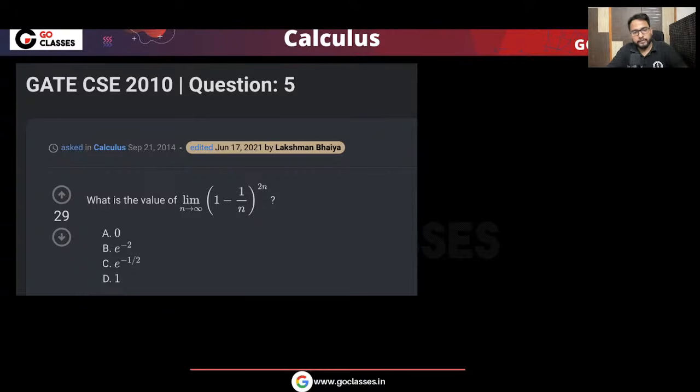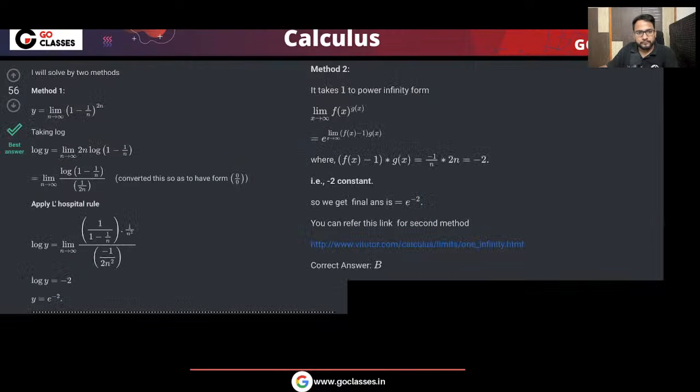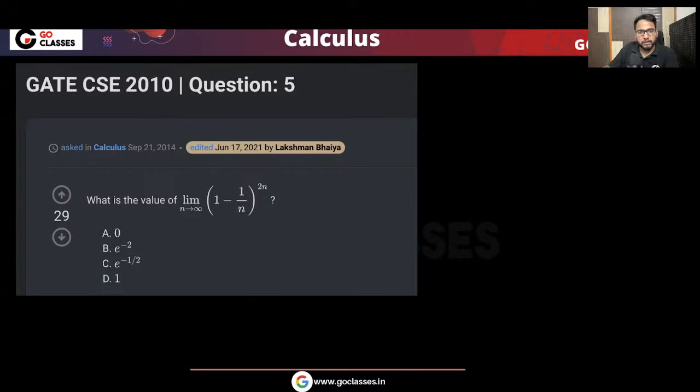Okay, what is the answer you are getting? One. Let's just see. Correct answer is B, e power minus 2. So are you getting B? See, this is, you can say, 1 power infinity, right? So it is e power 2n into minus 1 upon n. So yeah, this is e power minus 2. So that's very easy. I think that was the easy question. So yeah, everyone is getting B. Right. Okay.